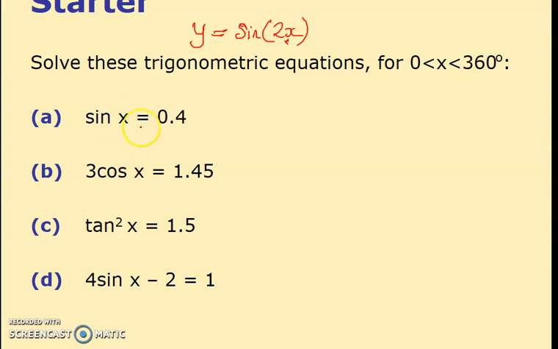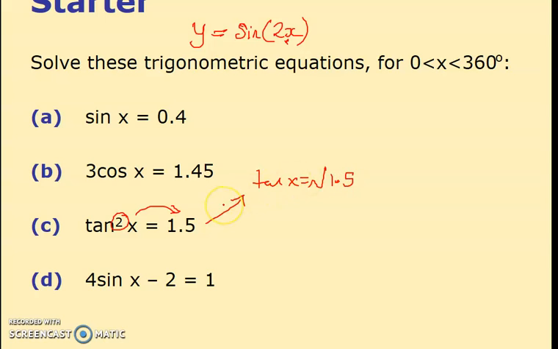These equations here should be fairly straightforward. Obviously, you move the sine over here, you divide by 3, then you move the cos over. I'll just show you this one, which is potentially the hardest one for you. We start off with tan squared x, which of course means tan x all squared. So the first thing I've got to do is move the squared to the other side, where it becomes a square root. So it's the square root of 1.5.